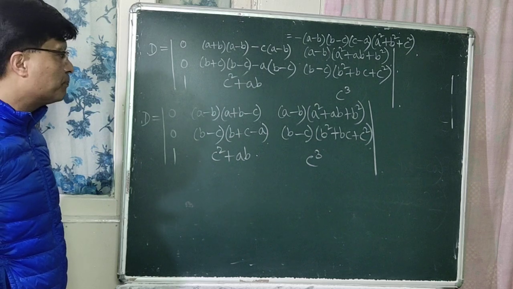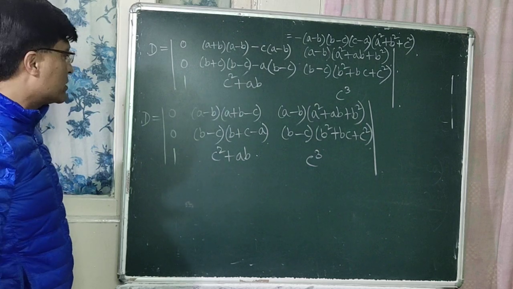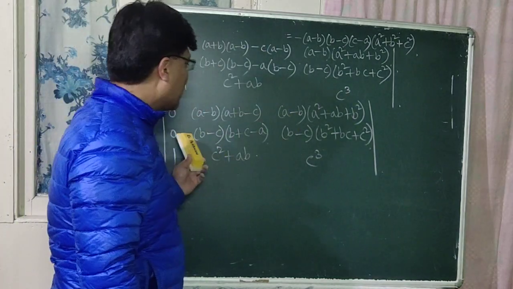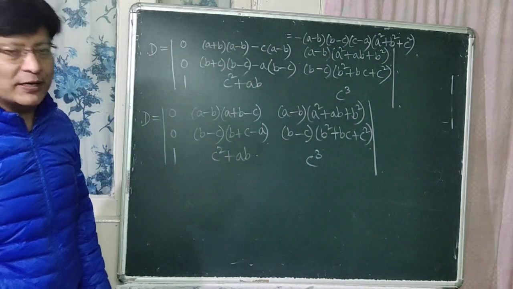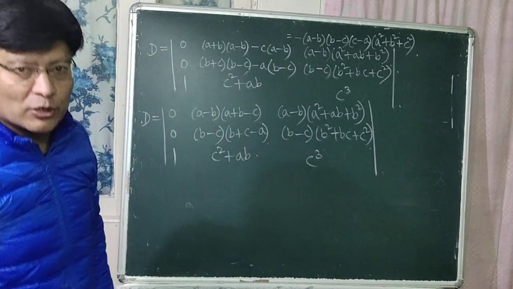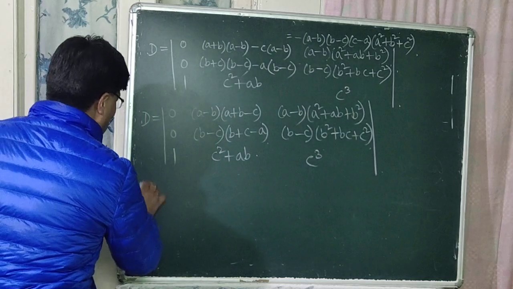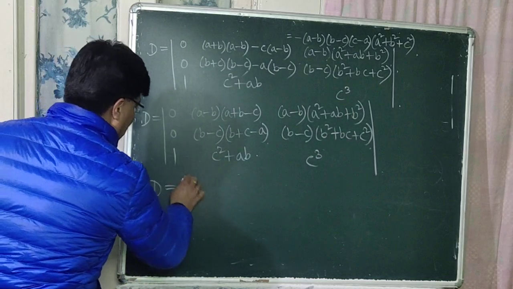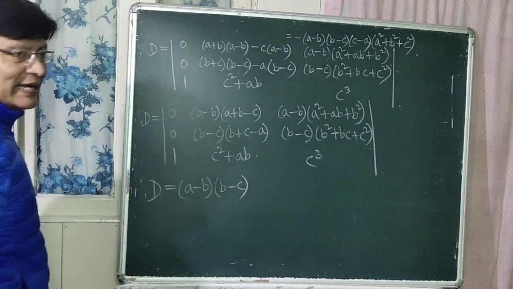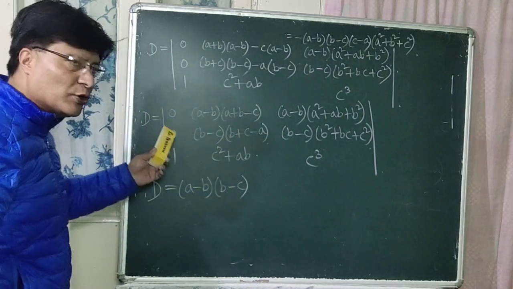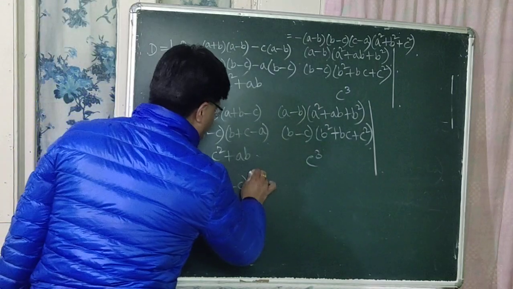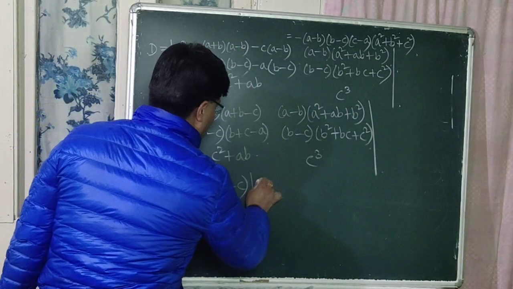Now what will you do? के गर्नुपर्छ अब? कमन निकाल्नु। फर्स्ट रो र सेकेन्ड रो बाट तिमीले कमन निकाल्छौ। किन? फर्स्ट रो मा a minus b कमन छ अनि सेकेन्ड रो मा b minus c कमन छ. Let us take it outside the determinant. A minus b into b minus c, they are taken common from the first row as well as from the second row. So what is the first row now?